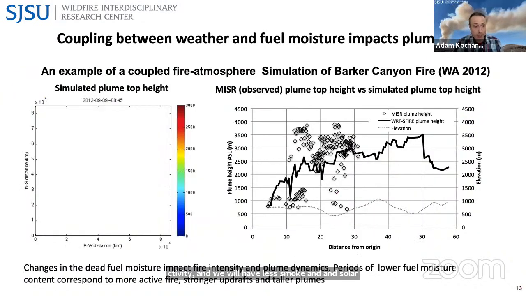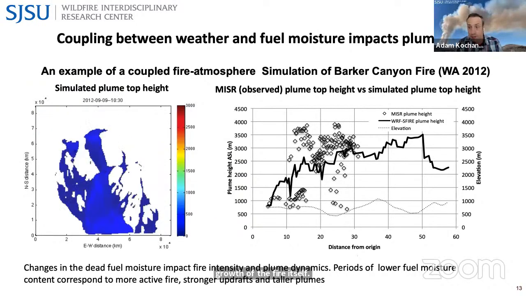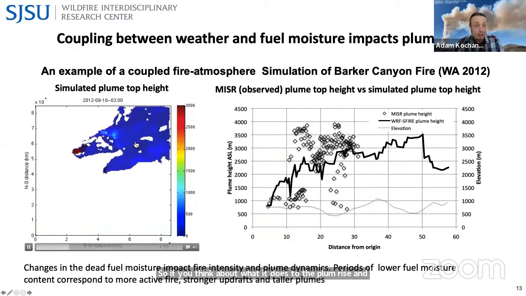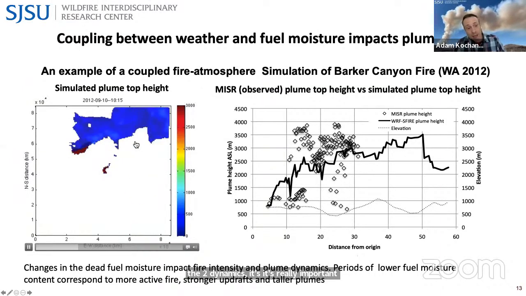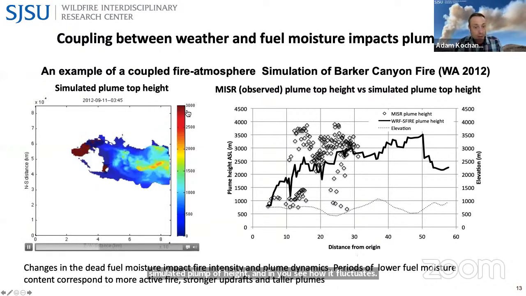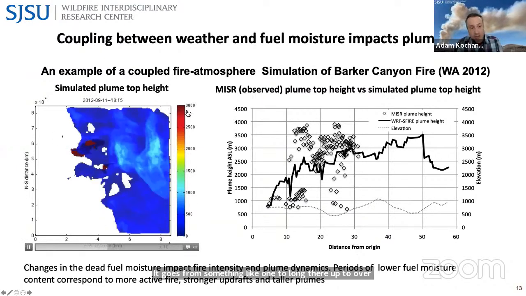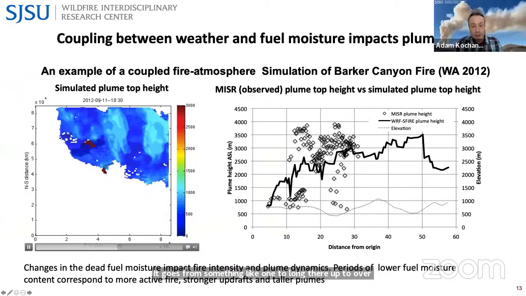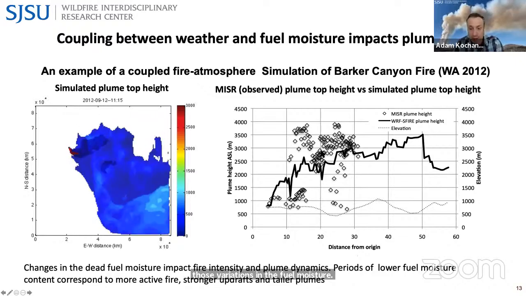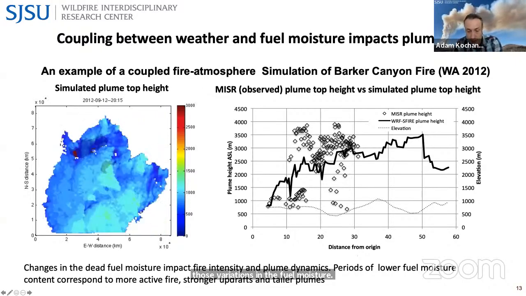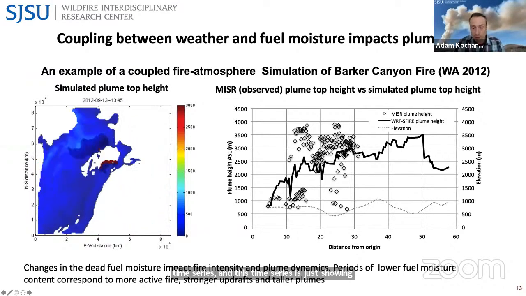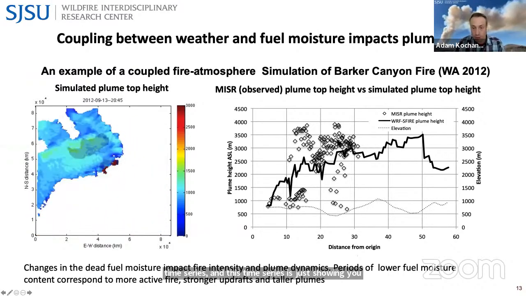So if you think about what it does to the plume rise and the plume dynamics, it's really important. And on the left side, what you see here is the simulated plume top height. And you see how it fluctuates. It goes from something like 1 kilometer up to over 3 kilometers. And those changes are associated with those variations in the fuel moisture. And on the right side, what you see here is just the time series. And this time series is showing you how we did in terms of the plume top height compared to the observations, which are those points.